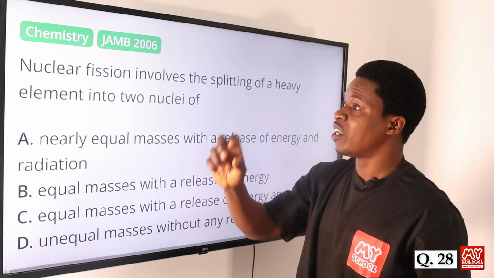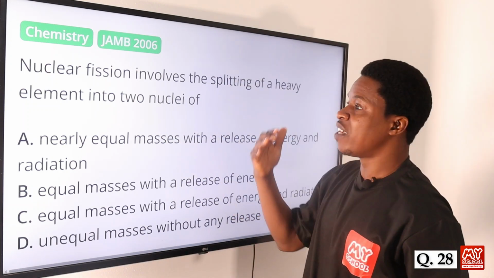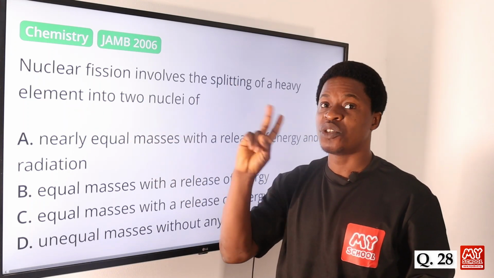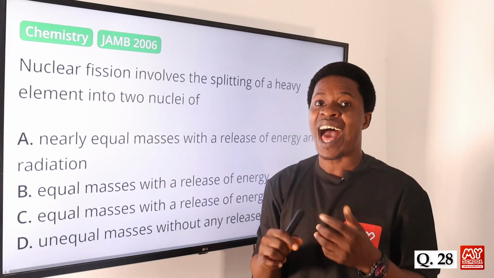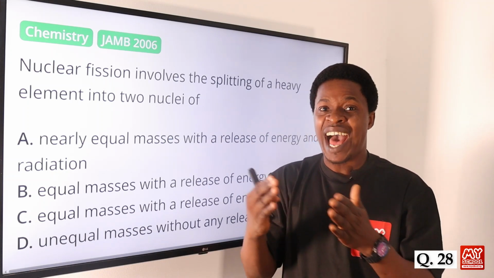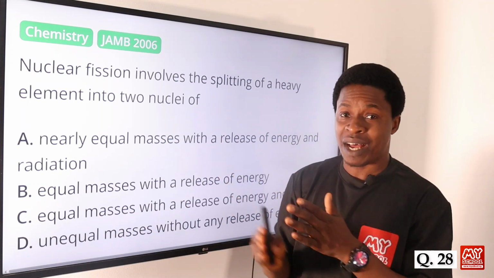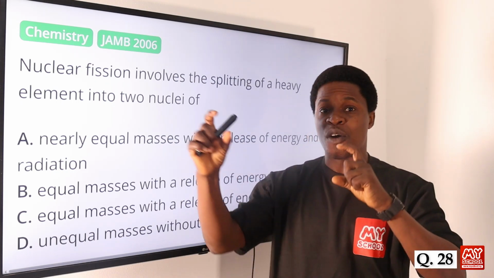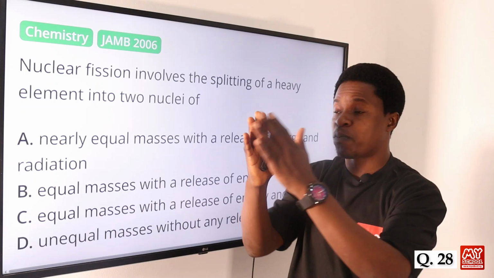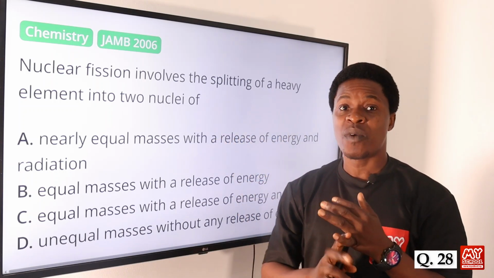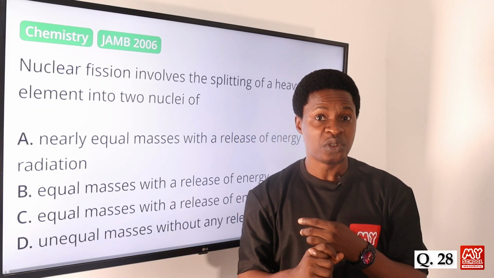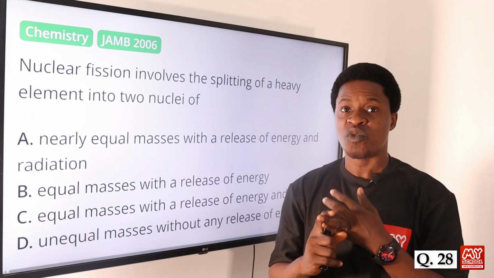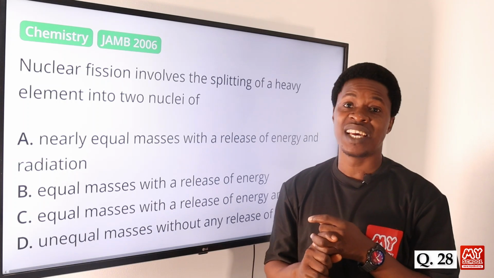There is the breaking or splitting of an atom of a heavy element into two nuclei. Usually those two nuclei have masses that are almost the same, because a larger one has been split. And because it is a nuclear reaction, usually there will be radiation, and more than that, energy will be given off.